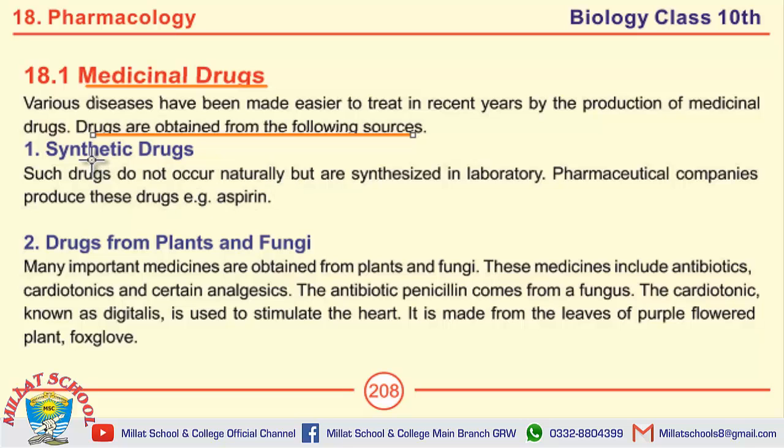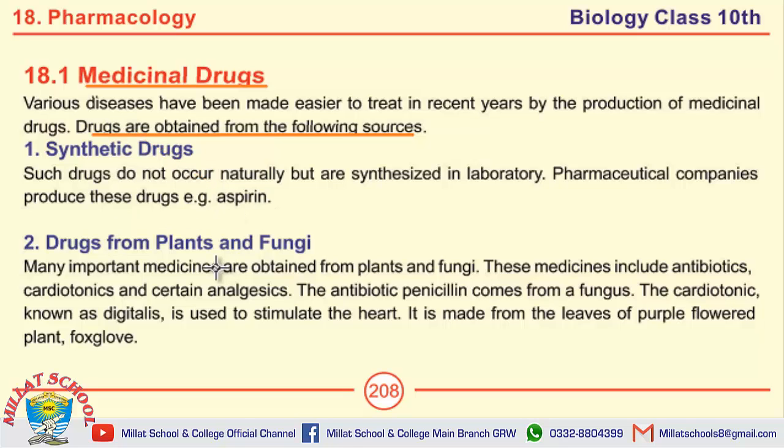Number 1 is synthetic drugs. Number 2 is drugs from plants and fungi. Number 3 is drugs from animals. Number 4, drugs from minerals. And number 5, drugs from bacteria. These are the 5 major sources from which drugs can be obtained, right?